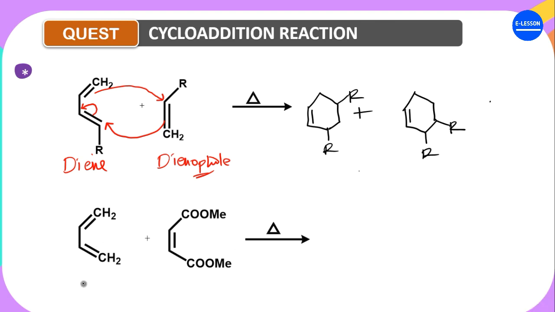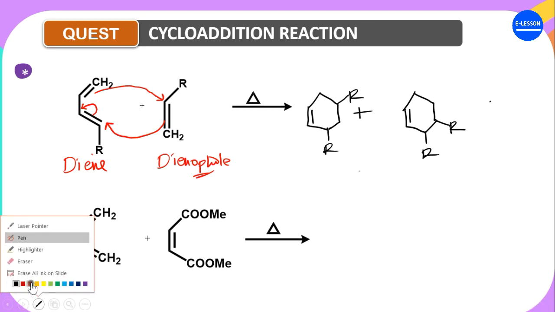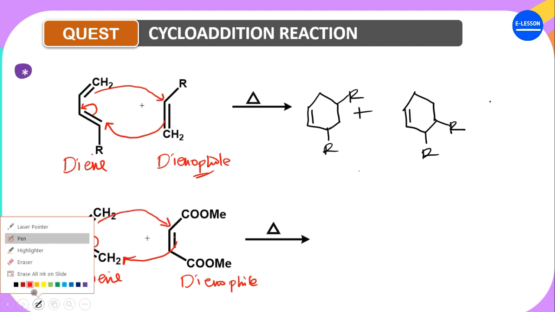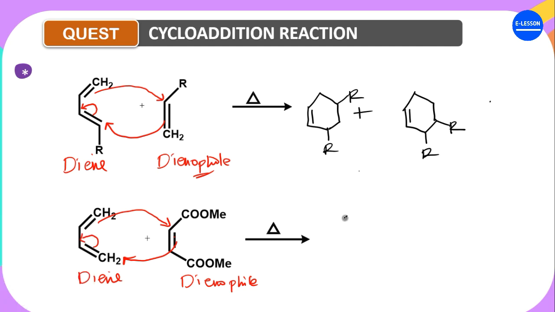Okay, now how about this? What would you say is the product of this reaction? Everything is still the same. This is diene, and then this is the what? Dienophile. What happened? This one comes here, this one packs up here, this one comes here. Okay, and then at the end of the day, what you are going to form is something like this.